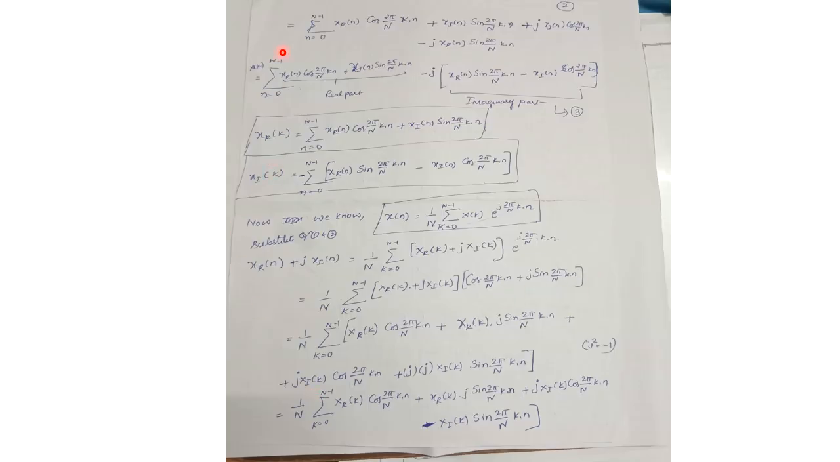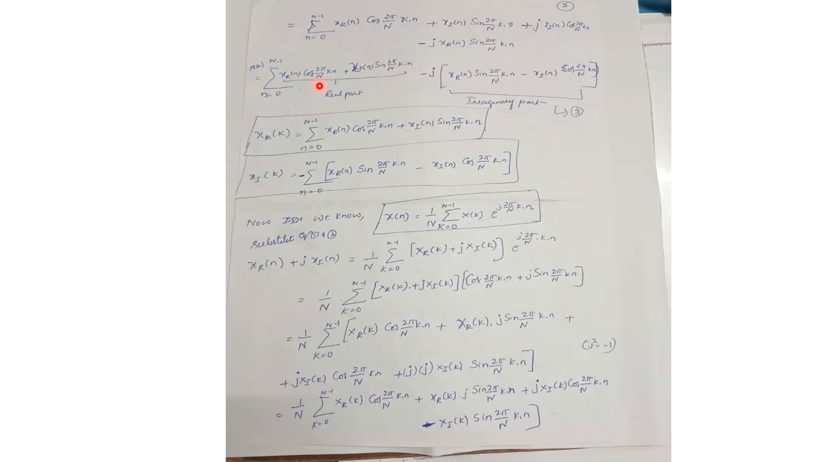So after further simplification, we get here two components. So we are again further simplifying the same summation equation. So here we will get two components. Here one component will be xr of n cos of 2 pi by n kn plus xi of n sin of 2 pi by n kn. So here you will get real part and imaginary part. So how do you consider real and imaginary part? Here xr of n real part cos 2 pi by n into kn plus xi of n sin of 2 pi by n kn.